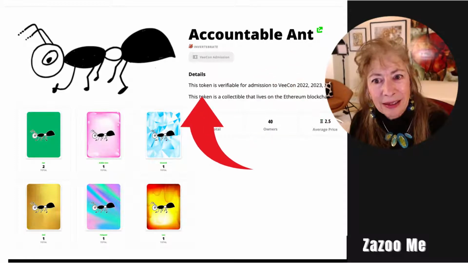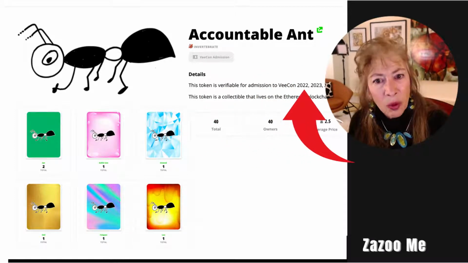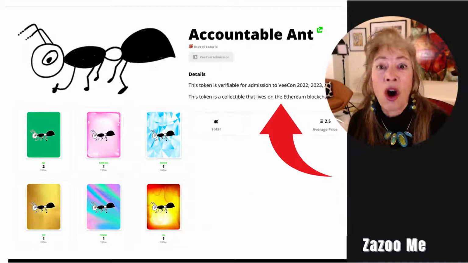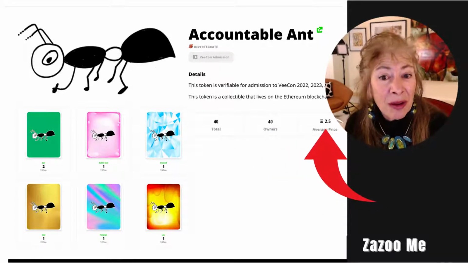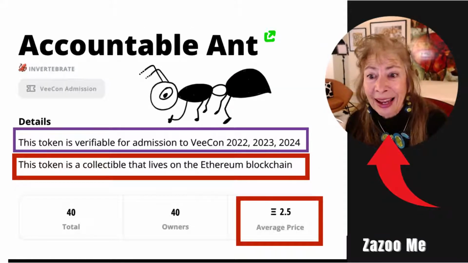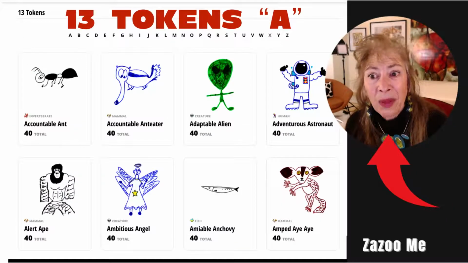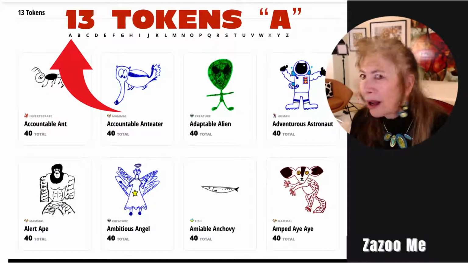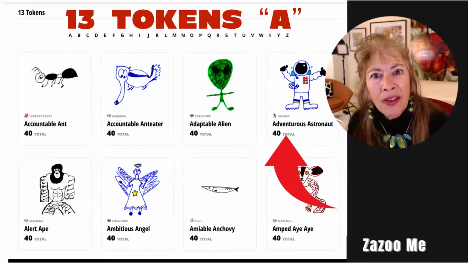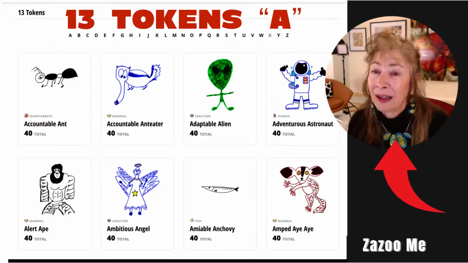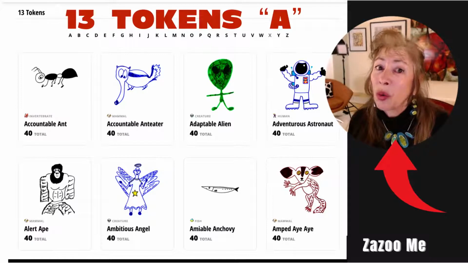Look, Accountable Ant. Token verifiable for admission to VeeCon 22, 23, and 24. Also a collectible living on the blockchain. Also 40 of them created. Also 40 owners already. Average Ethereum price of the Accountable Ant, 2.5 Ethereum. So didn't make quite as much money with the ant, but wow, still made plenty of money, right? So how many tokens that start with the letter A are there? That's unbelievable. 13 of them. All of them 40 tokens. All of them already 40 owners, each one having their own value. You can start to see the utility NFT is worth a lot, right?